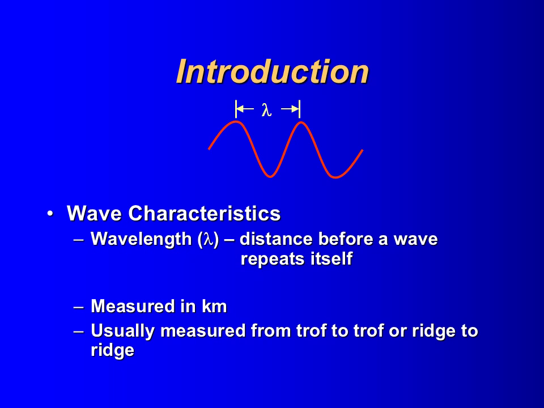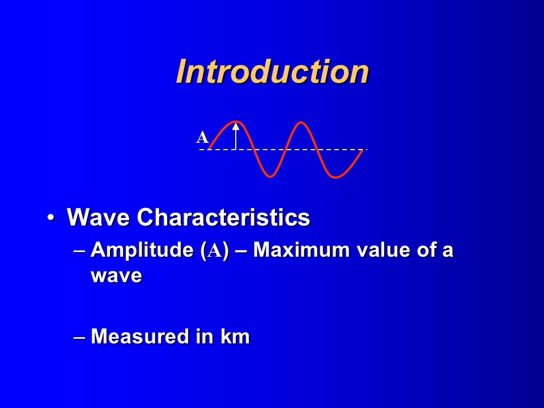And as you know, the wave has characteristics of amplitude, wavelength, period, wave number. Wavelength is simply the distance that the wave repeats itself from crest to crest or trough to trough, typically measured in kilometers. Amplitude of the wave is its maximum value, or the height of the wave, also typically measured in kilometers.